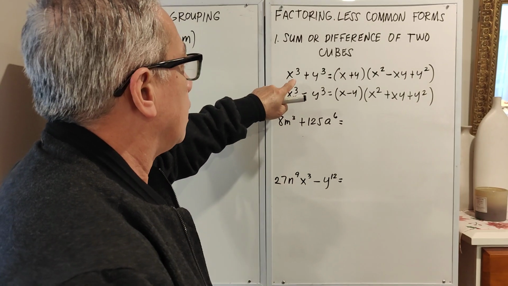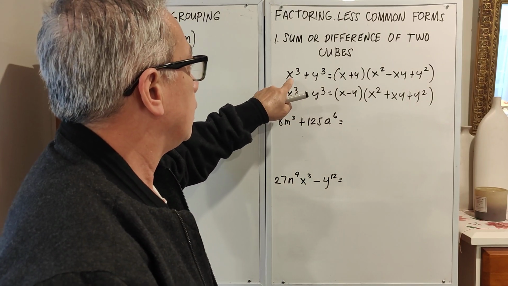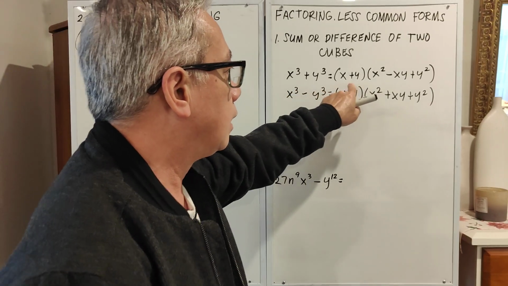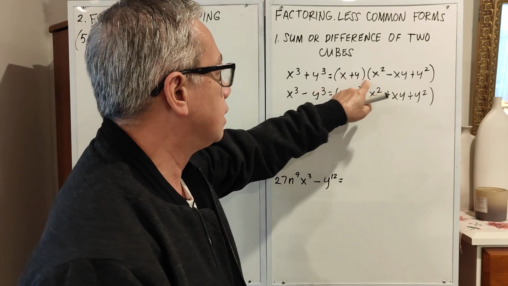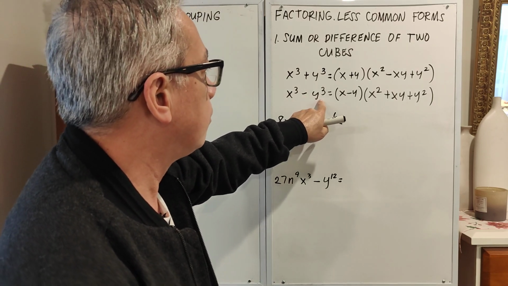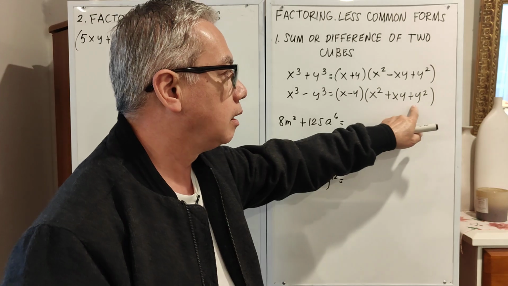If you notice a perfect cube plus a perfect cube, we can factorize it in this format. Or if it's a perfect cube minus a perfect cube, we can rewrite it in this format.